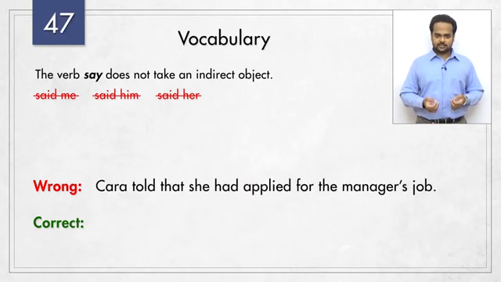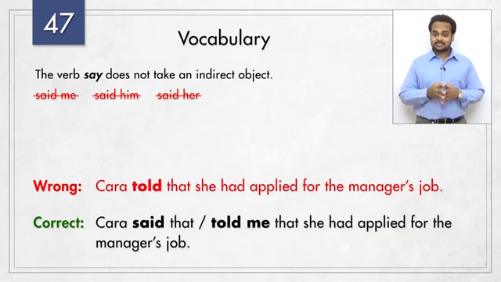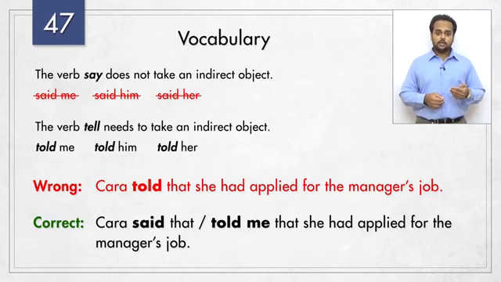So what about this next sentence? "Kara told that she had applied for the manager's job." Well, this should be Kara said or Kara told me that she had applied for the manager's job. The verb tell usually needs an indirect object like me, him, her, etc.